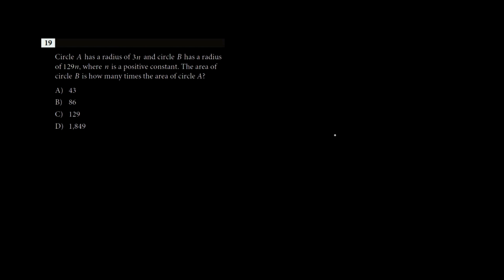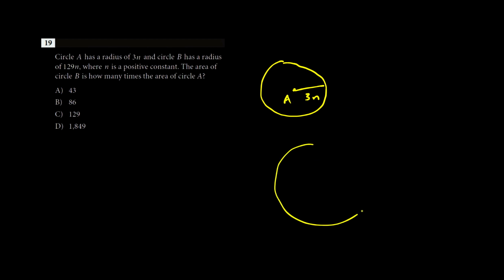Number 19. All right, we're looking at a circle with a radius of 3n. Let's go ahead and sketch a circle here and see how well we can do that. It's a little shaky, but we'll go with it. We have 3n. So this is circle A, so I'll label that A there. And circle B is much larger, so we'll pretend that's much larger. All right, so here we go, circle B. And that radius, it says, is 129n.